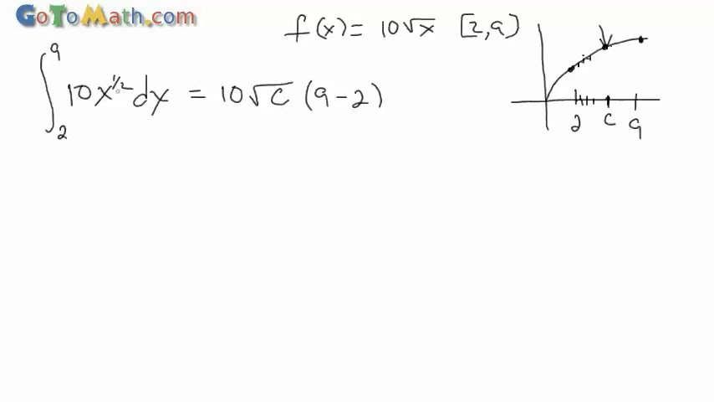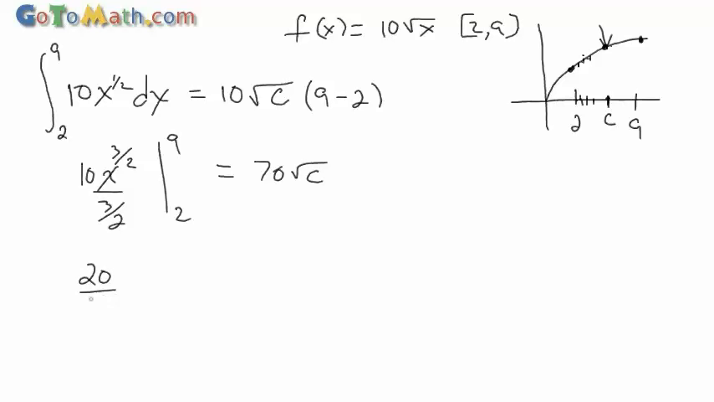Let's take the integral of 10x raised to the half. So we have 10x, add 1 to the exponent, that gives us 3 halves. Then take 3 halves and put it in the denominator. And then we're going from 2 to 9. 9 minus 2 is 7, and 7 times 10 is 70. Square root of c. Now let's plug our 9 in. Let's flip this, so we're going to have 2/3 times 10, and that's going to be 20 over 3. That doesn't look like it's going to simplify down to anything good.